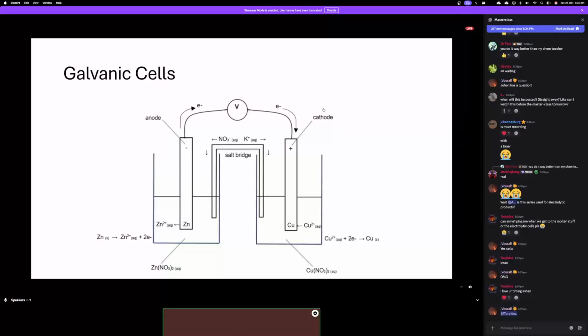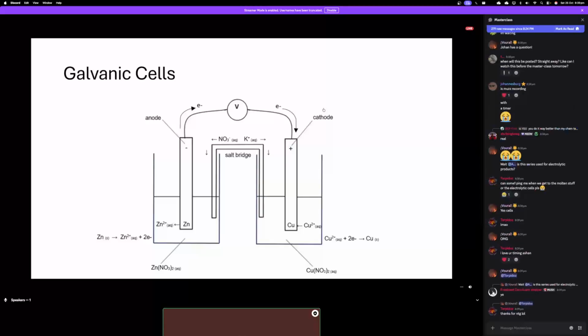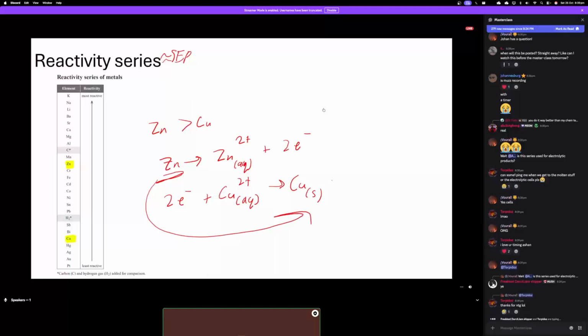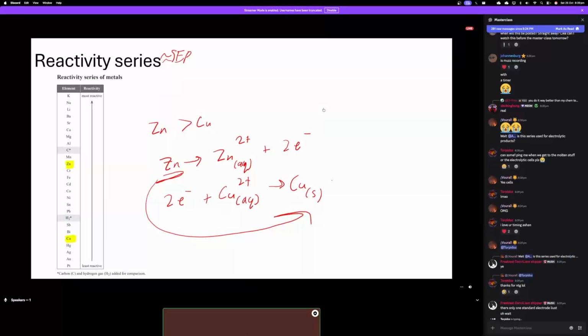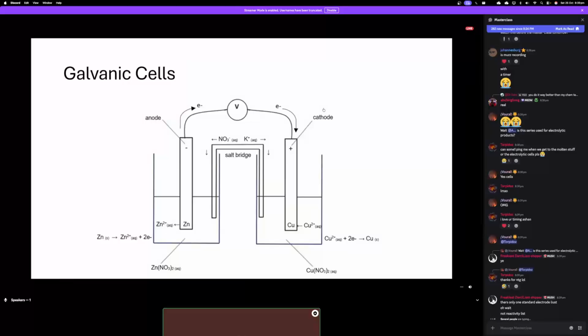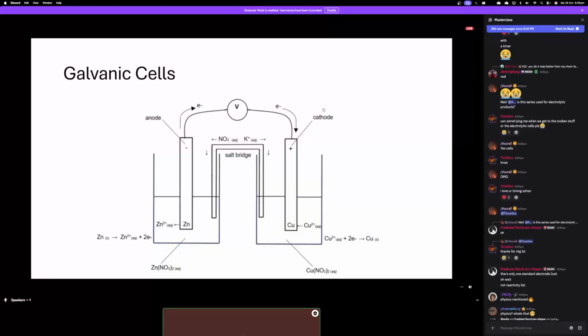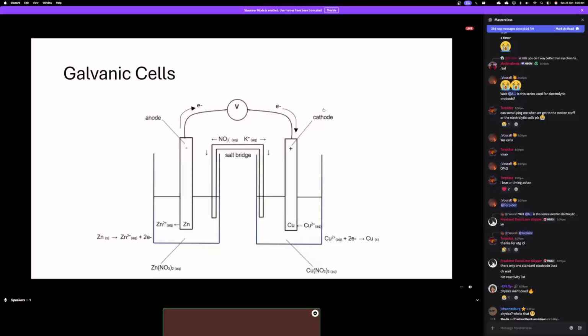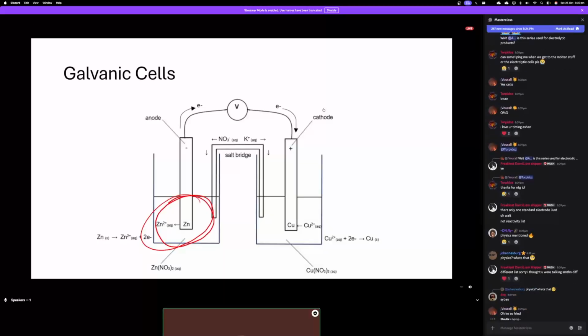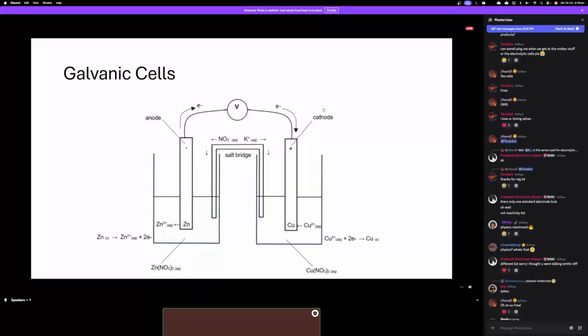What we've done is this ability for zinc to give its electrons to copper. This is chemical potential energy. I don't want to go too much into physics, but this is chemical potential energy, right? And what we want to do is harness chemical potential energy and turn it into electrical energy. We know that zinc is capable of giving away its electrons to copper, right? So, we set up a contraption like this.